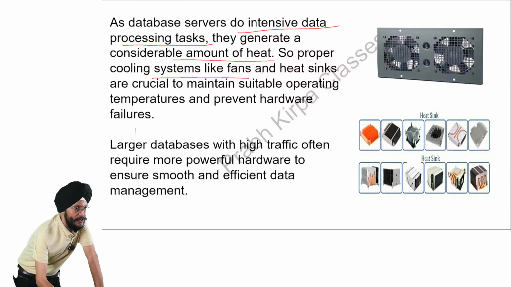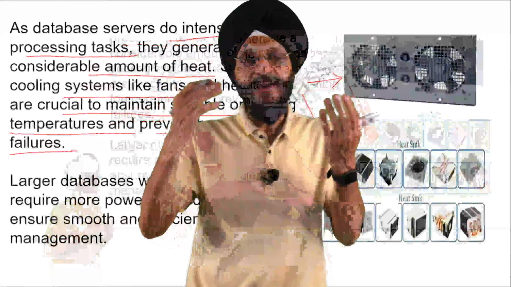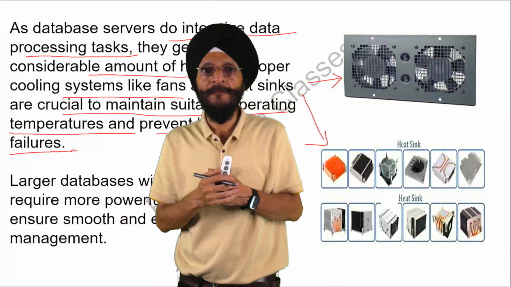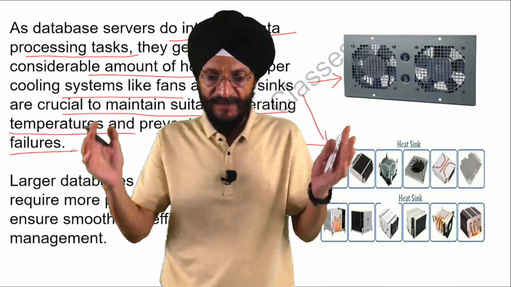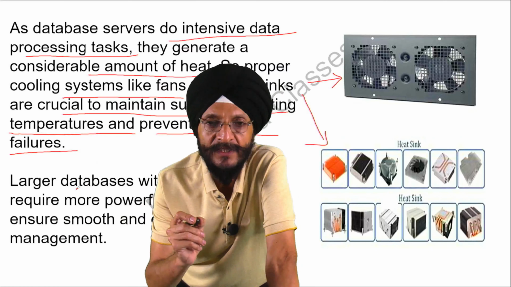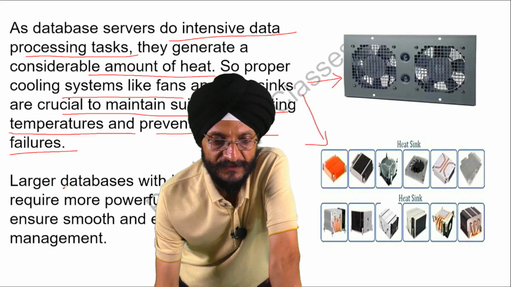So a proper cooling system like fans and heat sinks is crucial to maintain suitable operating temperatures and prevent hardware failure. If any system overheats, it fails. So we have to prevent the system from overheating. The database servers have fans and heat sinks which form part of the hardware of the database server.